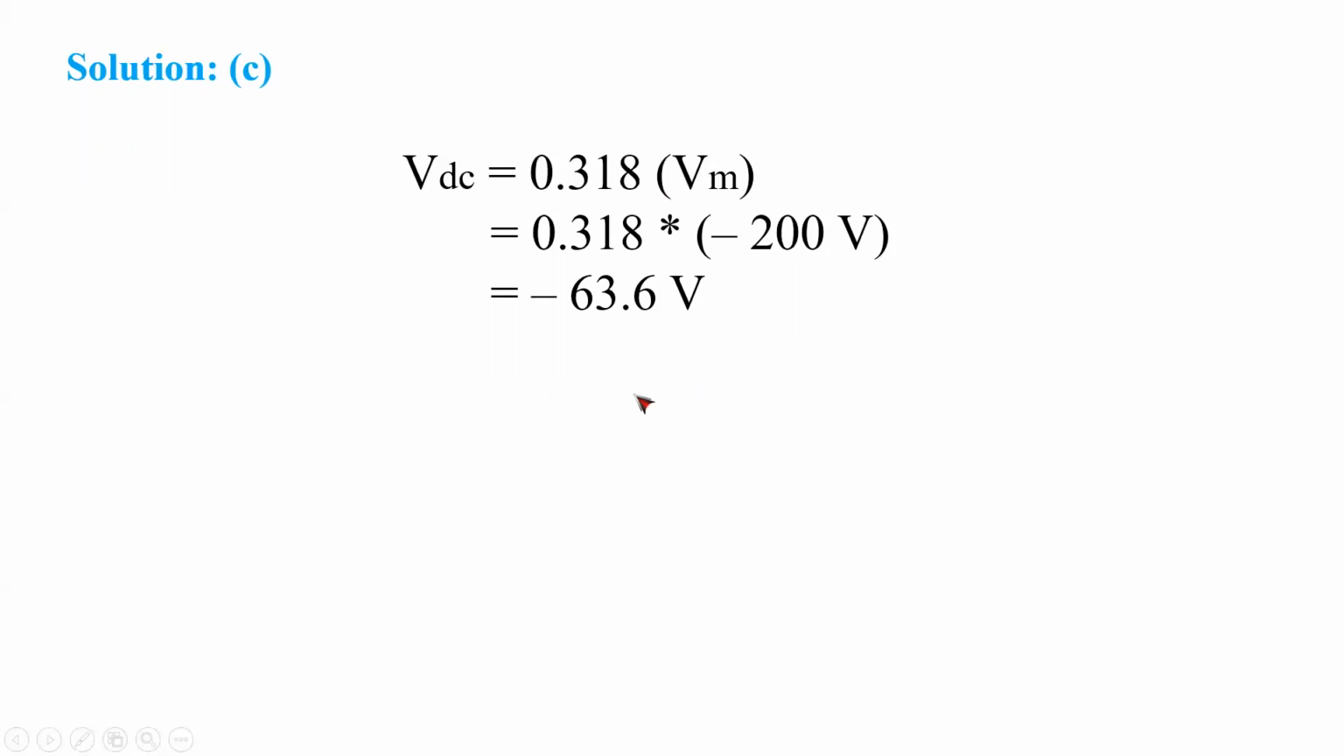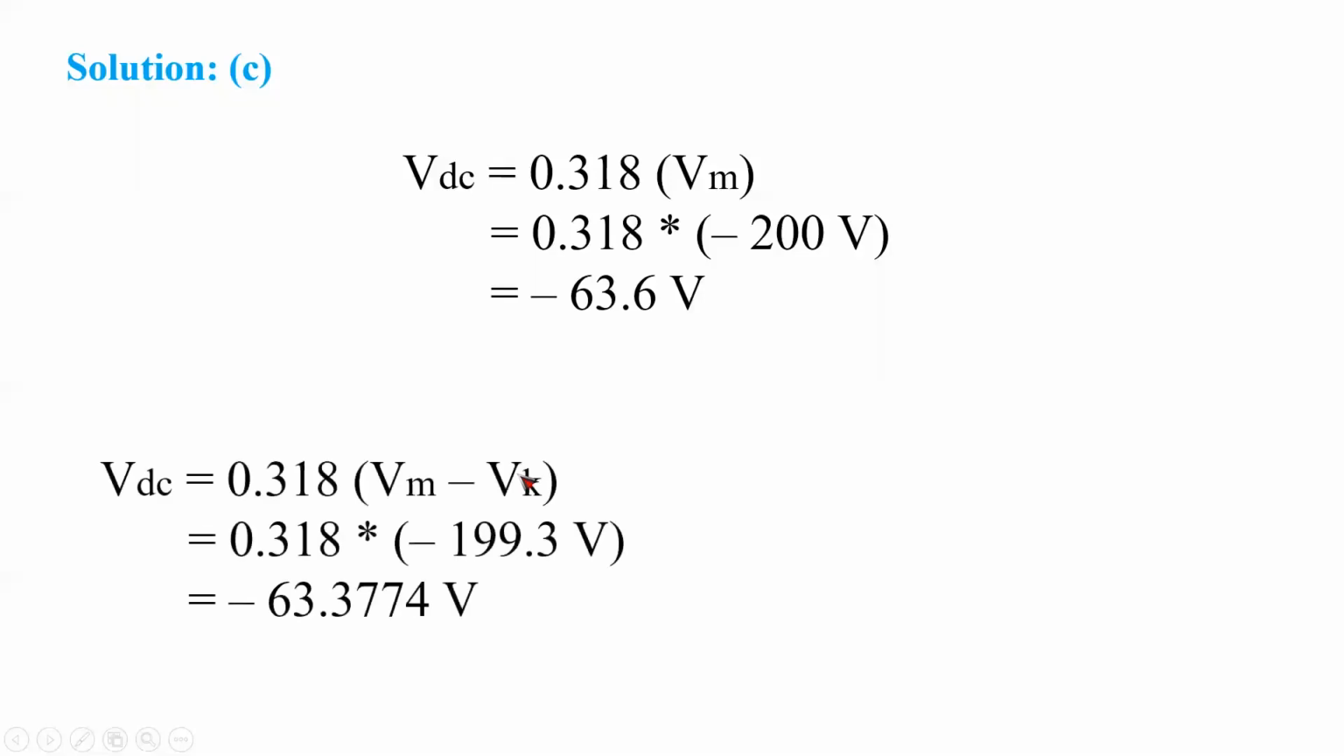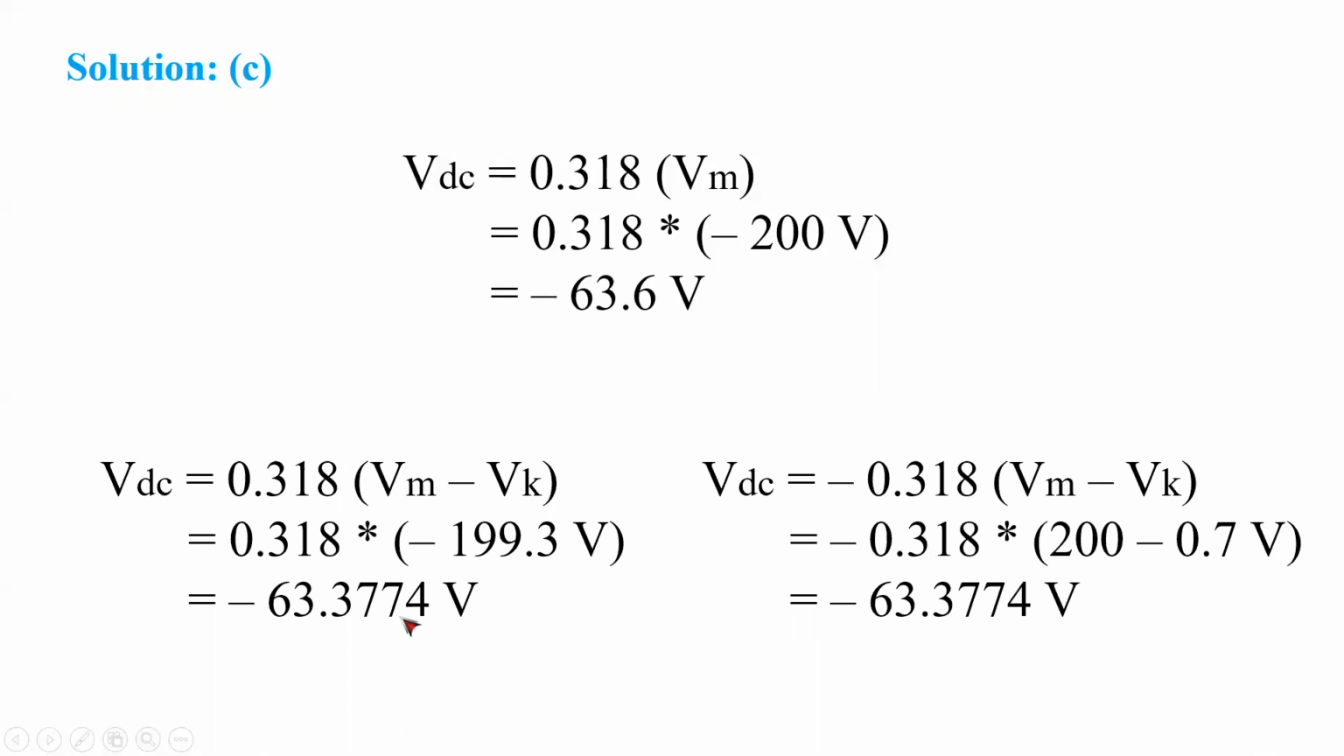Now put actual silicon diode. I do not want you to do that. I want you to do this. Okay. VDC is minus 0.318 VM minus VK. Your VM is 200 and your VK is 0.7. So 200 minus 0.7, that is 199.3. And since there is a minus in front of it, your value will be minus 63.3774 volt. Okay, that's your answer.